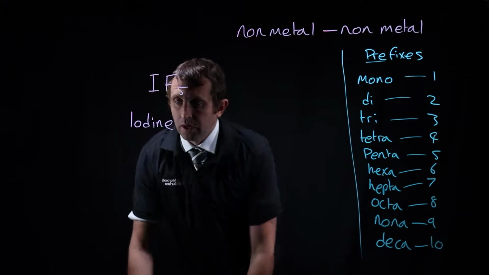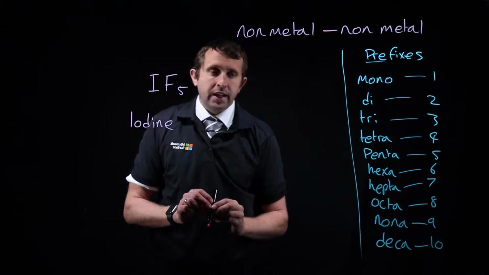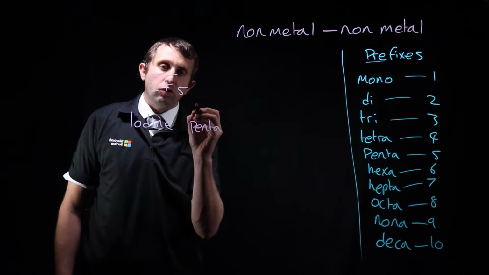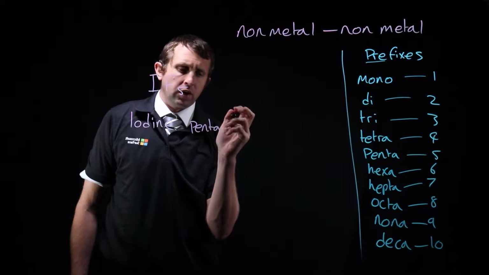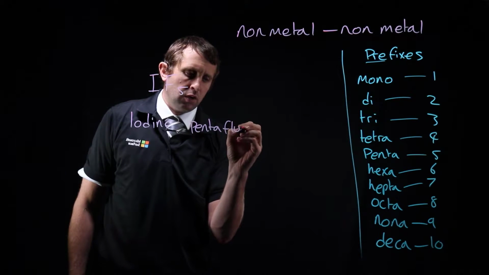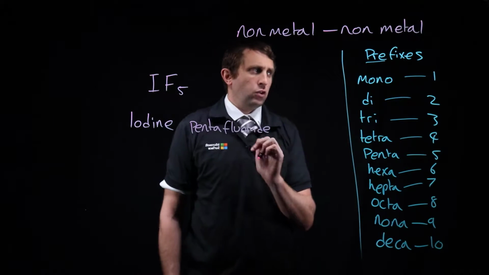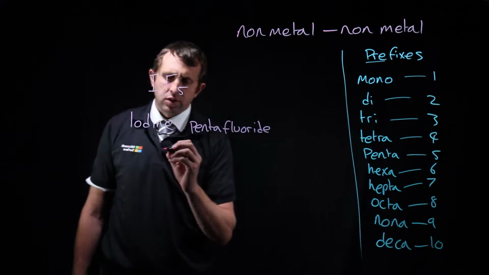So now we know that information, we know we've got iodine, and the prefix goes before, so it becomes iodine penta. Not fluorine, like in the ionic, we put the ide on the end, so pentafluoride. Iodine pentafluoride.